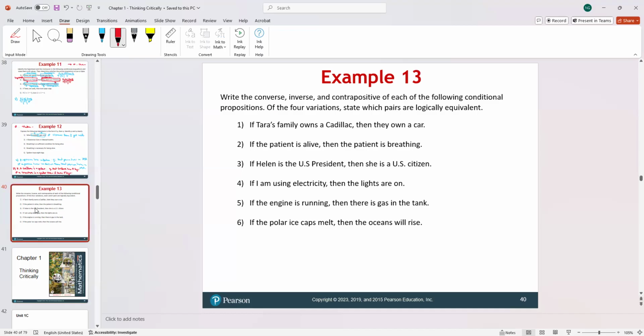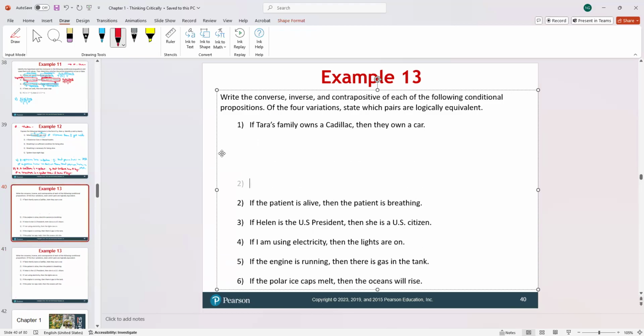First of all, let me copy and paste. All right, let's go with the first one. I'm going to do the first example. If Tara's family owns a Cadillac, then they own a car. Is that true? What would be the converse of this? Remember, we said converse means the conditionals that are all positive. So we call it a converse. Let's try the converse because it said to write the converse.